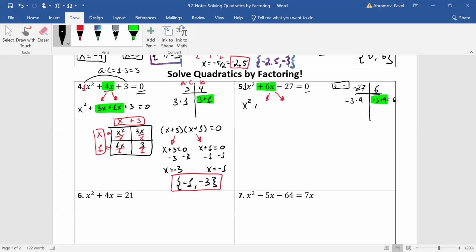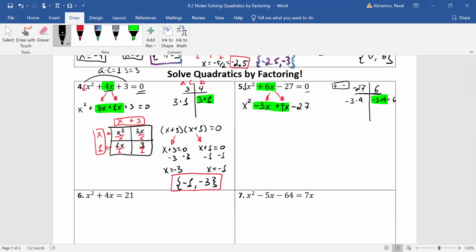Therefore, we'll end up with x squared plus, it doesn't matter in which order you write your 3 and 9. So minus 3x plus 9x minus 27. Okay, so once again, we're using the 3 and 9 that we found in the t-chart.